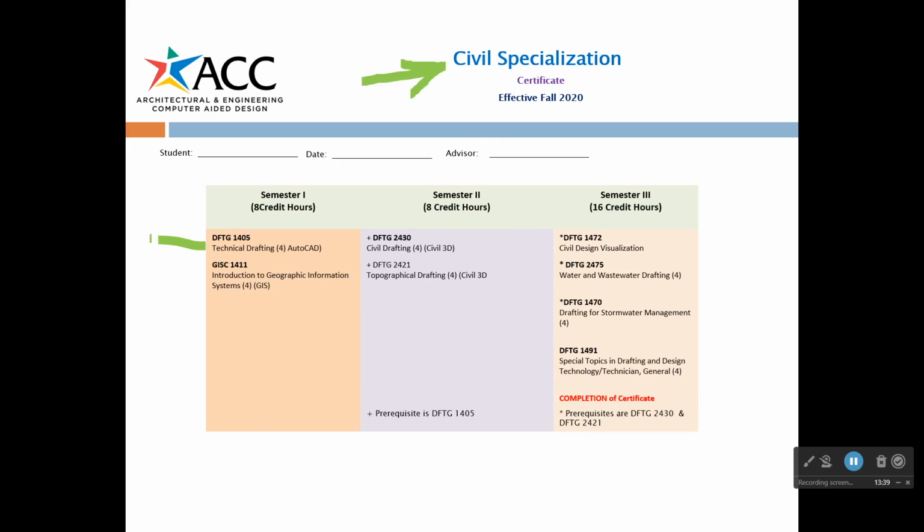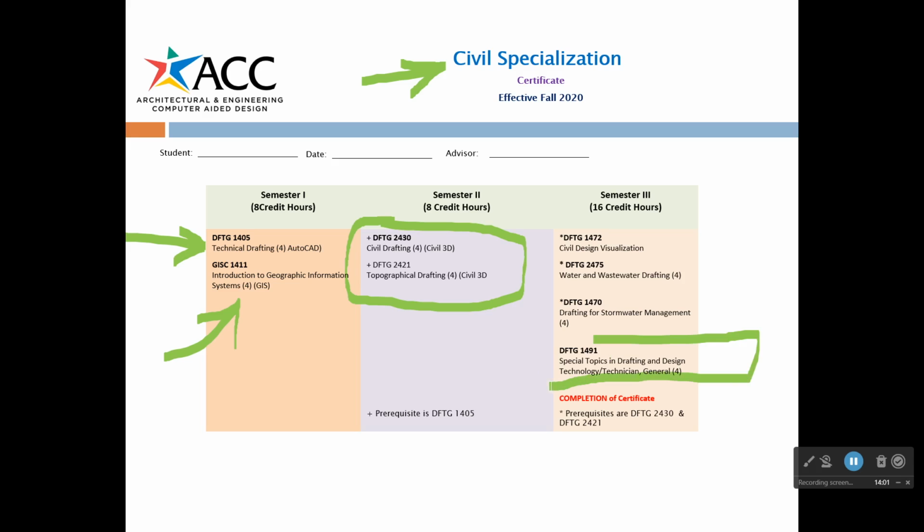And it's the same thing. You take 1405, which you're taking now, and then you can take 2430 and 2421 next semester. Another requirement, though, of the associate degree and the certificate is the Introduction to GIS, GISC 1411. And then the same thing when you get over here in your third semester, you're required to take the portfolio, which if you're going to do the civil associate degree, we recommend that you take something else and we'll substitute it, and then you push the portfolio class to your last semester when you have all of your civil courses finished.